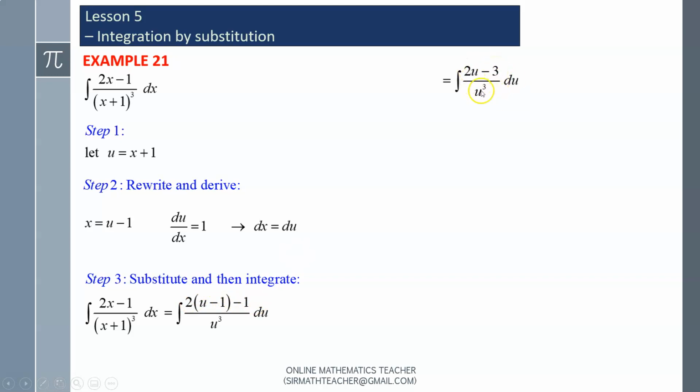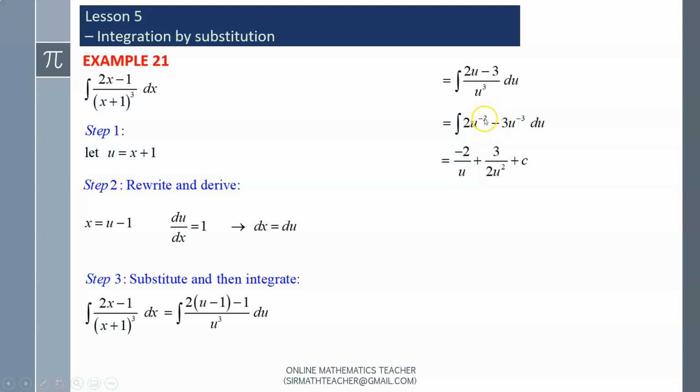I'd probably now divide each of those terms by u cubed. So u over u cubed is u to the negative 2. 3 over u cubed is 3u to the negative 3. Makes it easy for me to apply the power rule. Now we've got 2u to the negative 2, take 3u to the negative 3 du. This one now is short and sweet to actually integrate.